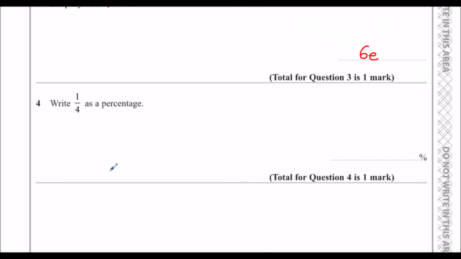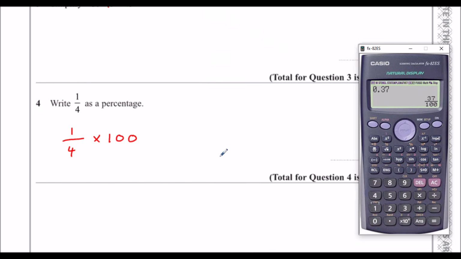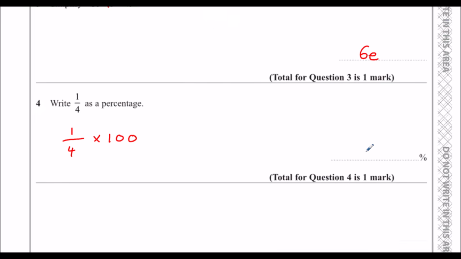And question 4, write 1/4 as a percentage. To change it to a percentage, again, we can use our calculator. We just multiply by 100. So 1/4 times 100, or 1/4 of 100, one quarter times 100 is 25. So it's 25%. So 25 out of 100 is the same as 1/4.